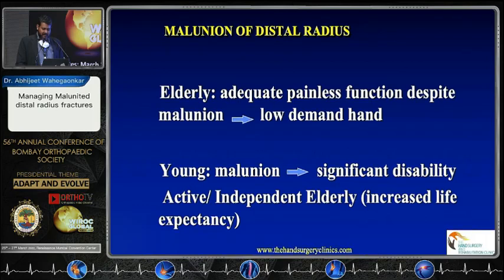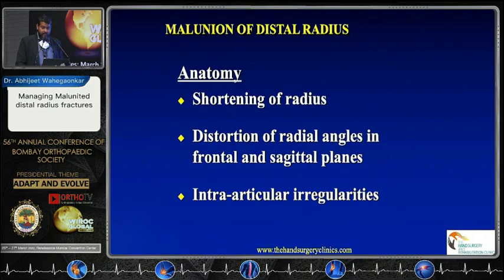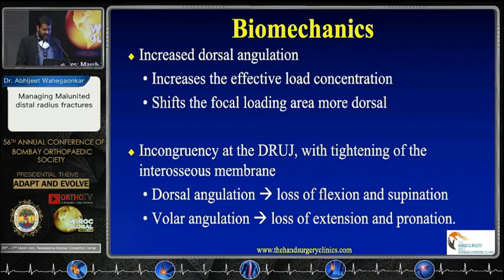Now, we grew up thinking elderly people may tolerate deformities very well, but we all know now that there is an increased life expectancy. Even the senior population is independent, so they too deserve nothing but the best, or at least a meaningful usage of their hand. What happens in the malunion is that there is shortening of the radius, there is distortion of all these angles, and there are intra-articular irregularities that need to be identified.